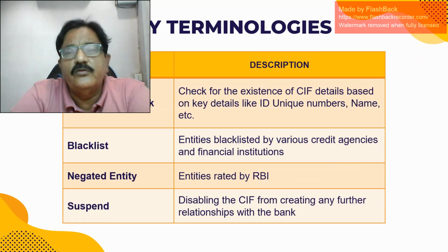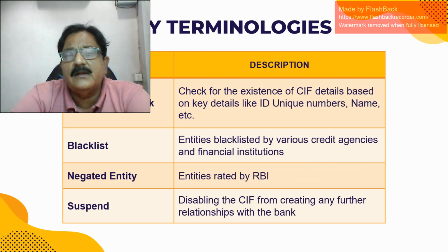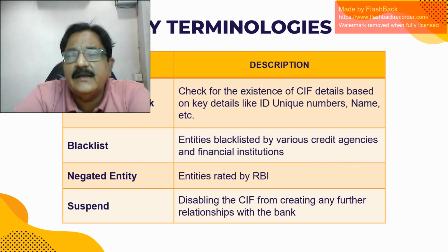Dedupe check, we do it to see whether any other CIF ID has been created in the bank. One bank has one CIF ID for each customer. There cannot be multiple CIF IDs for any customer or entity. We also see the blacklist. Credit agencies give blacklisting; these are people who have defaulted on their loans. Negative entity lists are given by the RBI.